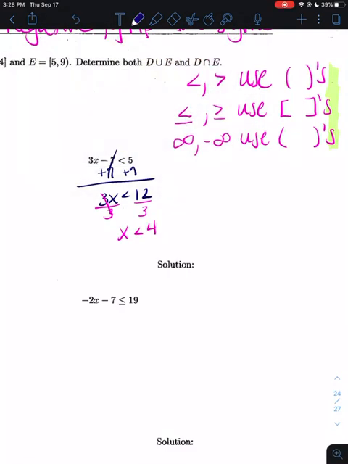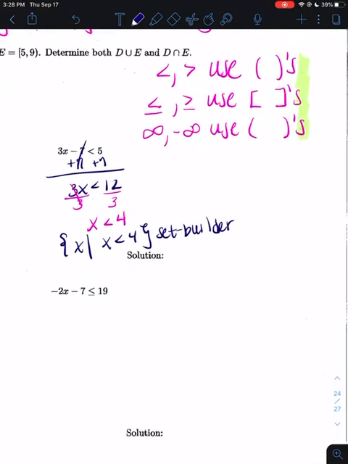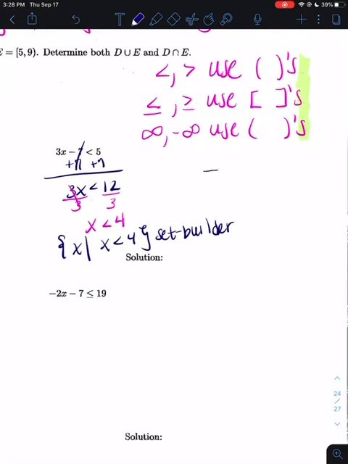This first answer is your set builder notation answer. So set builder is going to be the set of all x such that x is less than 4. All right, so that's the set builder notation. Let's talk about interval notation. But with interval notation, we're going to do our graphing first.